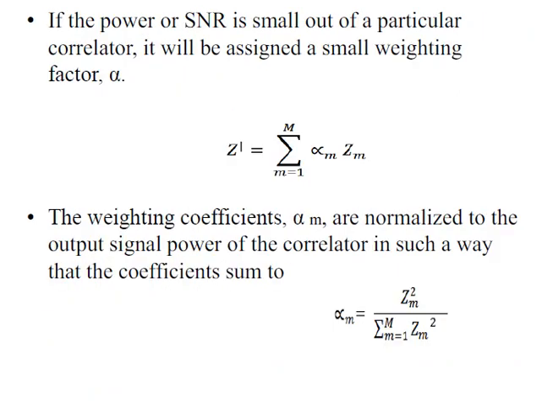If the power or signal to noise ratio is small out of a particular correlator, it will be assigned a small weighting factor alpha. The weighting coefficients alpha M are normalized to the output signal power of the correlator in such a way that the coefficients sum to one.